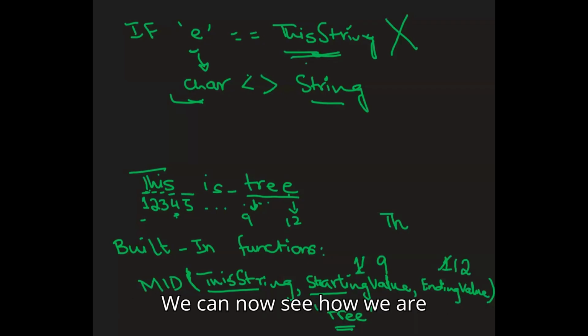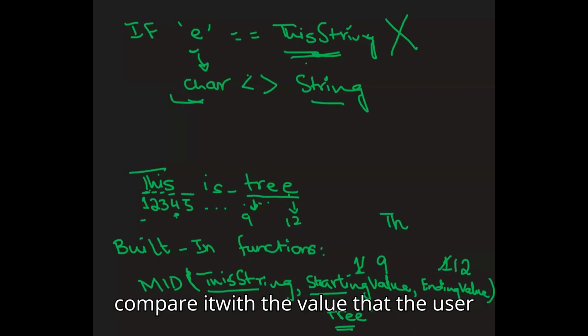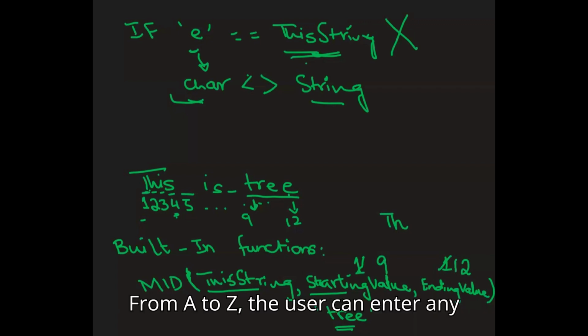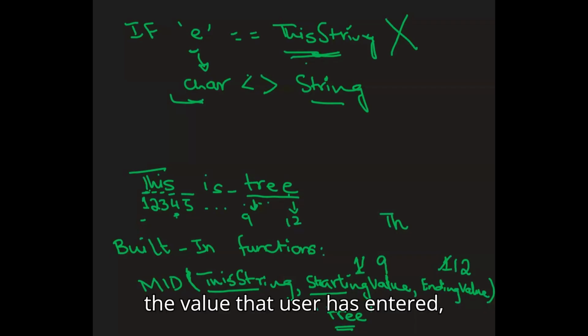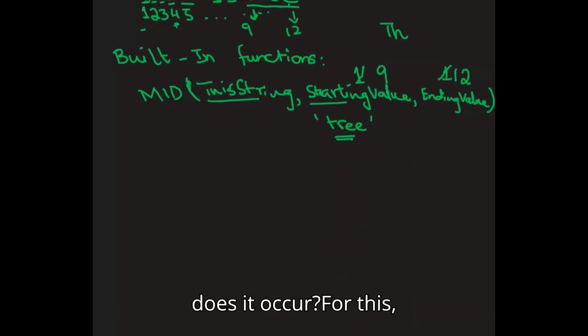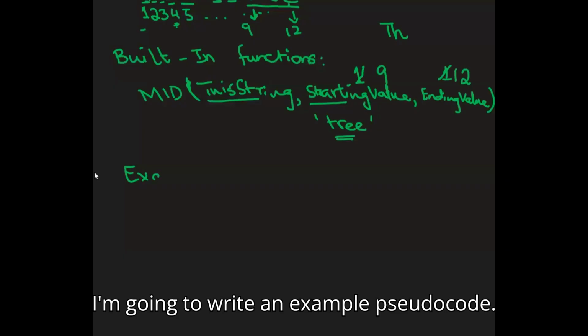We can now see how we are going to extract each character from the string and then compare it with the value that the user has entered. User can enter any values, okay? From A to Z, the user can enter any value. So we need to see whatever the value that user has entered, does it come within our string or not? And if it does, if it occurs in the string, then how many times does it occur? So for this, I'm going to write an example pseudocode.